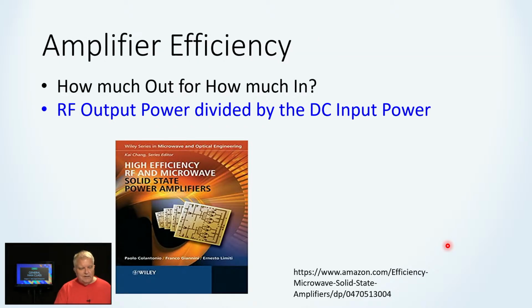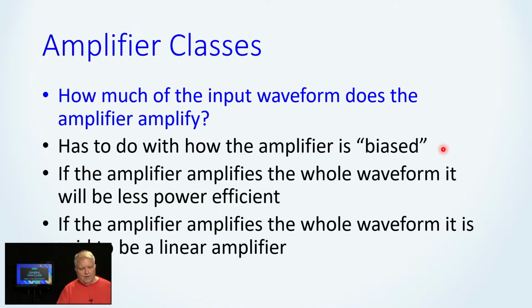Amplifier efficiency, how much out do you get for how much in? The definition is RF output power divided by the DC input power. It's always going to be less than 1. It's always going to be like 50% or 60%. That's the amplifier's efficiency. We've got so much here. Hang in there, but we're going to get through it.